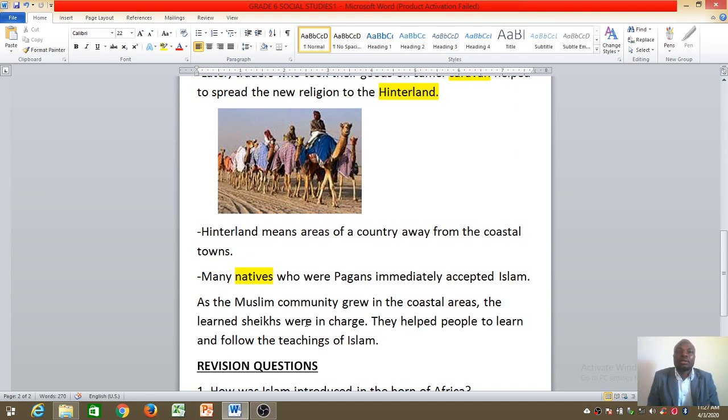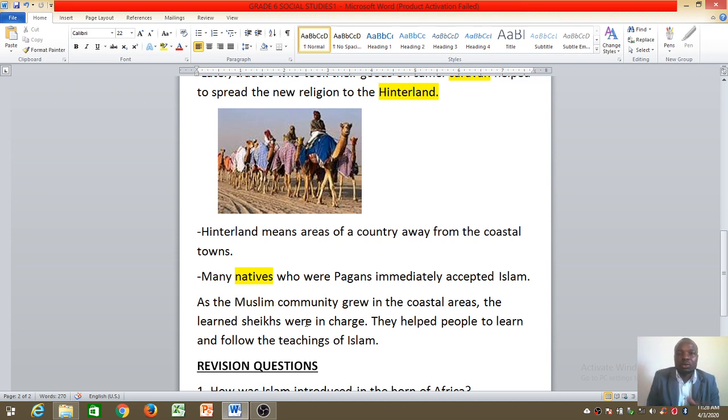Now, just to go through again what we have learned today: Islam in the Horn of Africa was introduced peacefully. People were not forced. First of all, when the traders came to the Horn of Africa, they exchanged ideas. They came together with the people around and they could exchange ideas. The people around learned the Arabic language. They learned the way of living of the Arab people. And that is how Islam was introduced.